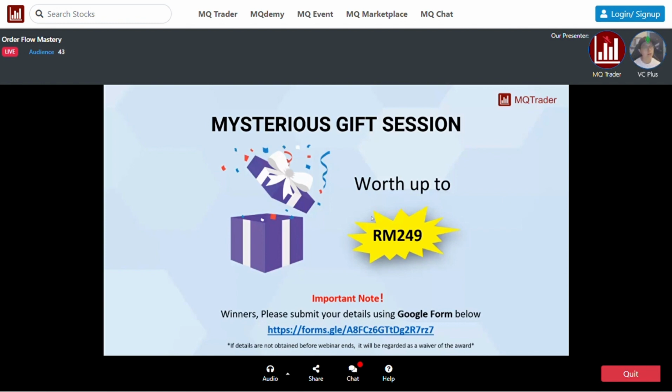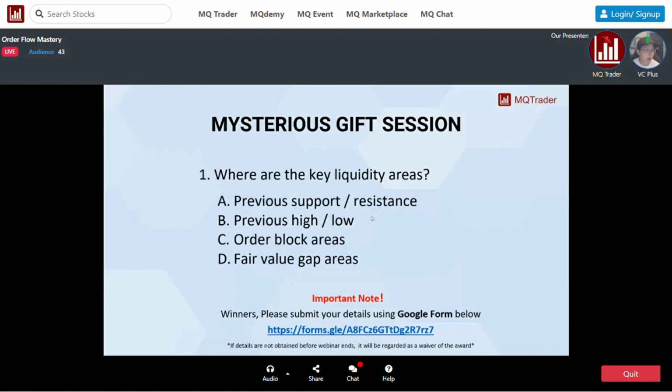Ready? The first question is: where are the key liquidity areas? A, previous support resistance; B, previous high and low; C, order block areas; and D, fair value gap areas. The keyword here is key liquidity areas. These are not entry areas, just to clarify again. These are key liquidity areas that we shared in today's seminar. So the answer here is previous high and low. We talked about previous monthly high and low, previous weekly high and low, and previous daily high and low as key liquidity areas.